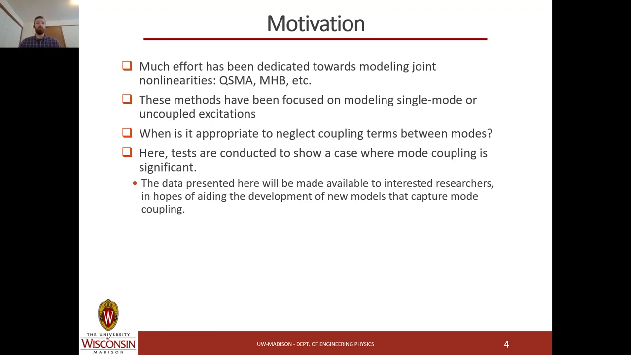The advantage of assuming that there's no mode coupling is that it simplifies your model a lot, because you can use the mode shapes to simplify your system down to a set of uncoupled single degree of freedom nonlinear equations. But we wanted to ask the question, when does this assumption actually hold up experimentally? And can we find an example of where it doesn't hold up? The tests that we will present here show an example of where mode coupling is actually really significant. And all of the data that is shown here and much more is available to anybody that might want to work on modeling mode coupling in jointed structures.